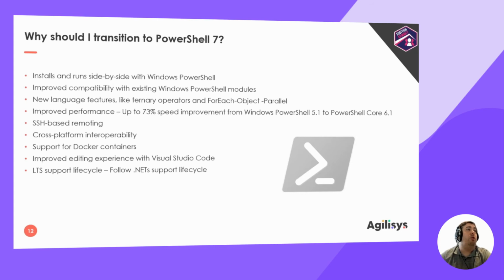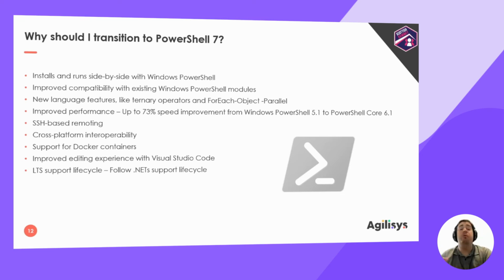The next one up is cross-platform interoperability. That's off the back of the SSH one, but what we're really talking about here is the ability to work anywhere. It doesn't really matter where you're working. The idea is that you can still use the same code across your different systems to automate and manage things at scale.